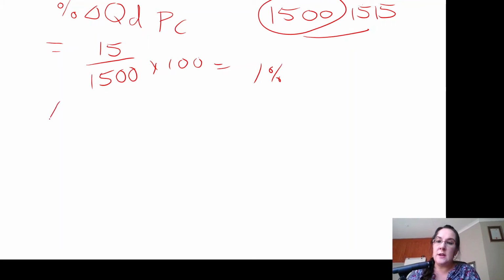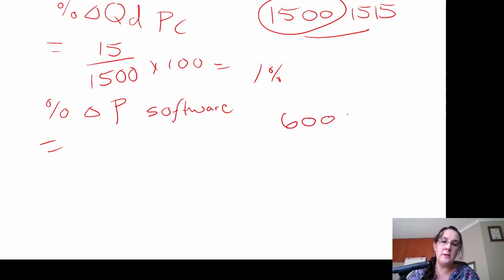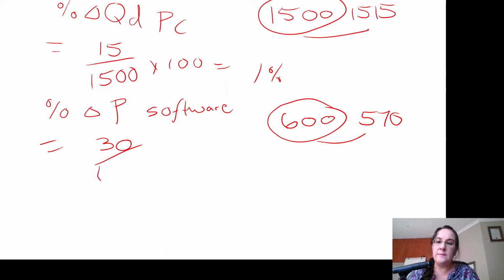Next, I'm going to work out the percentage change in the price of software. The price went from 600 Rand to 570. So the difference there is going to be 30, and the original is 600. I'm going to times it by 100, and that should give me 5%.